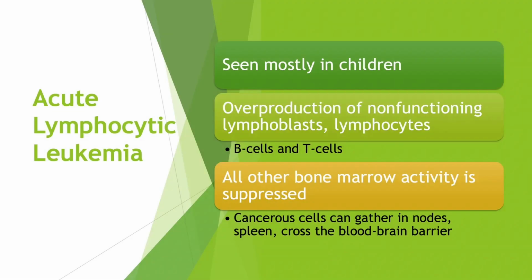Acute lymphocytic leukemia is seen mostly in children. It involves overproduction of non-functioning lymphoblasts and lymphocytes. All other bone marrow activity is suppressed when this occurs. The cancerous cells can gather in lymph nodes and the spleen, and they can even cross the blood-brain barrier, which makes this type particularly dangerous.